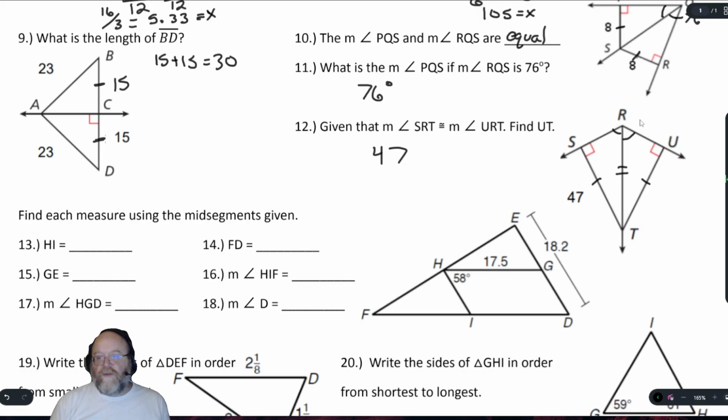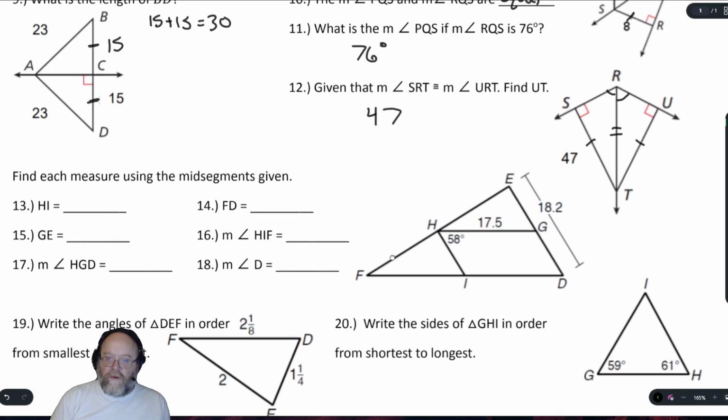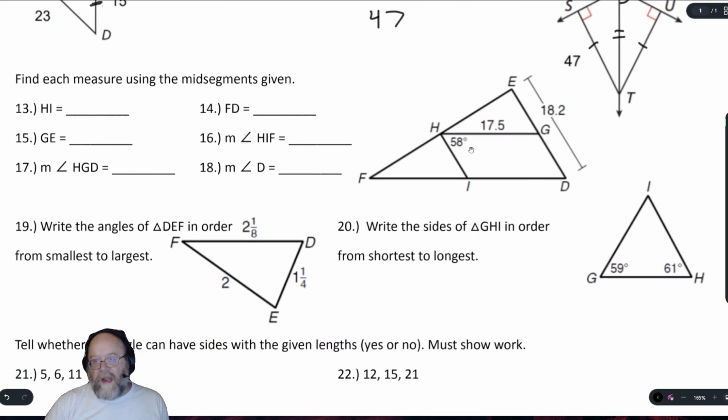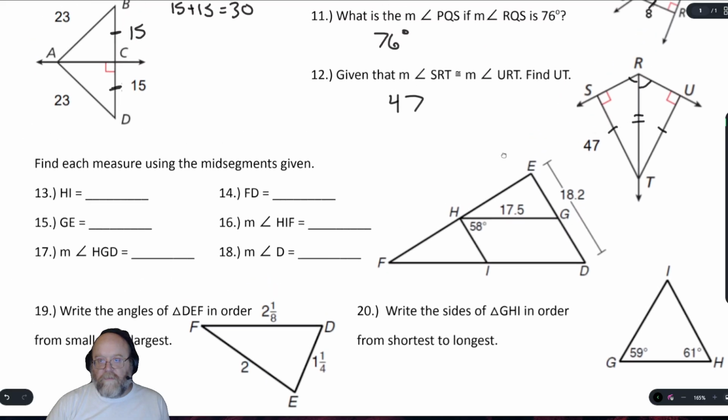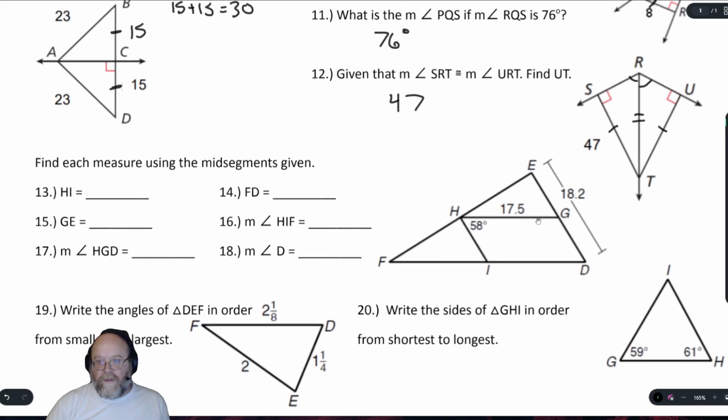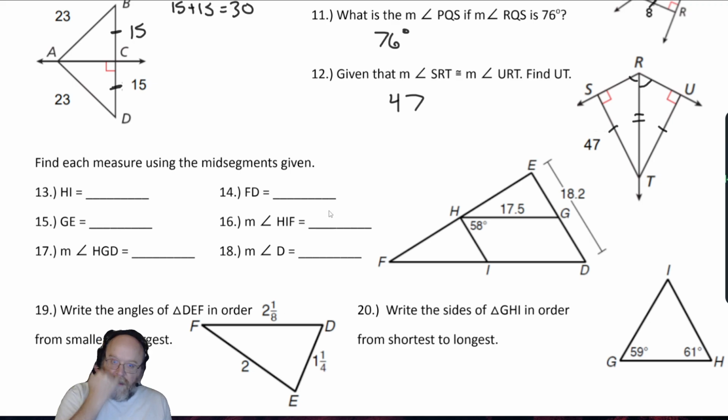Find each measure using the mid-segments. If you don't remember, mid-segments are half the length of the side they're parallel to, and they go from midpoint to midpoint. So there's a lot of dividing by 2 or multiplying by 2 going on in this one.